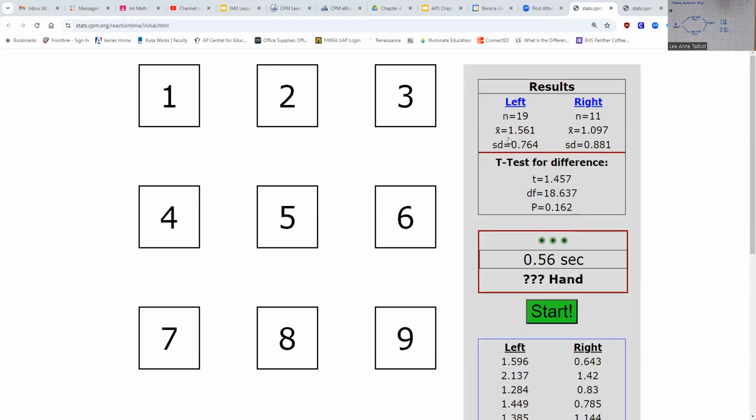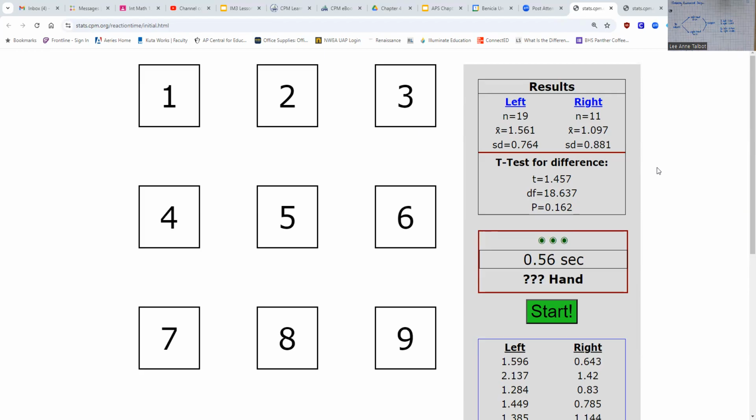The mean of the left was 1.561. Mean of the right, 1.097. Standard deviation of the left, 0.764. Standard deviation of the right, 0.881.